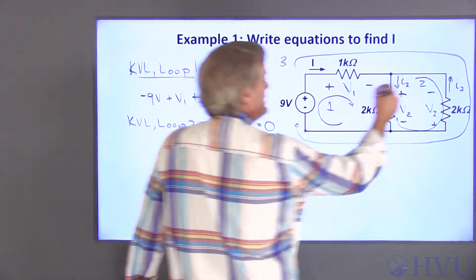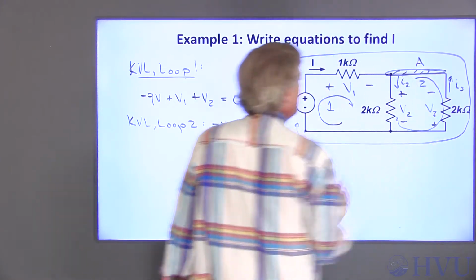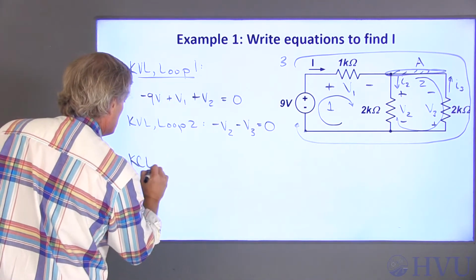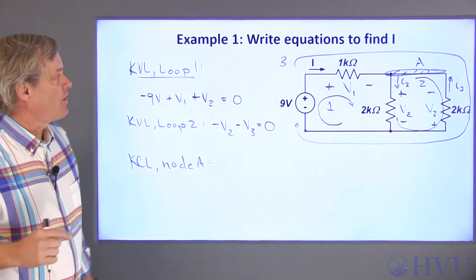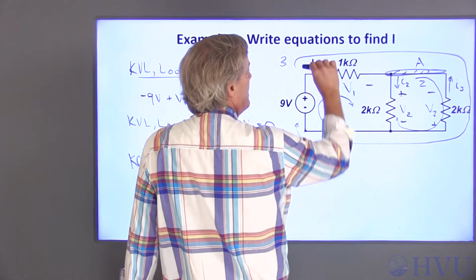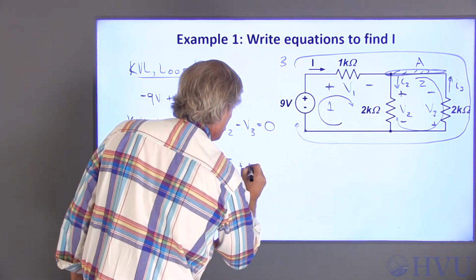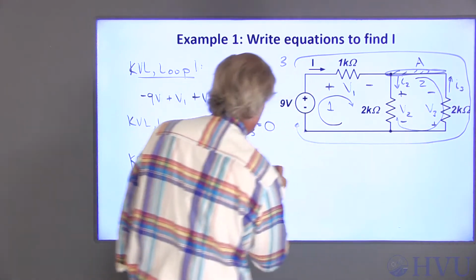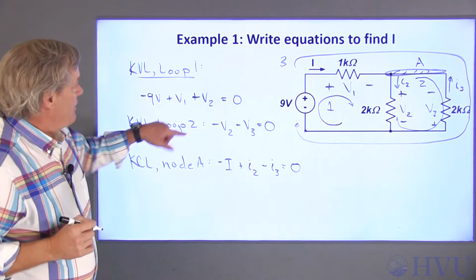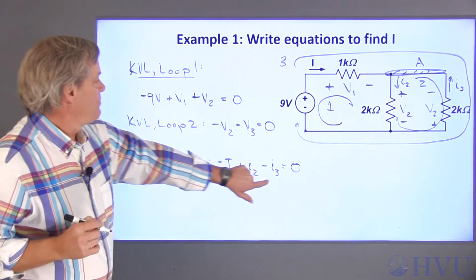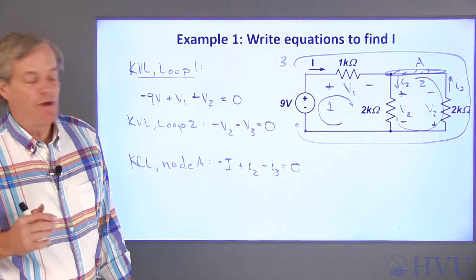Now I can only use KCL next. So let me call this node A. If I say positive currents are leaving the node, arbitrarily, I is entering, so I is going to be negative. I2 is leaving, so it will be positive. I3 is entering, so it will be negative. Now I have 6 unknowns and 3 equations. I need 3 more equations.